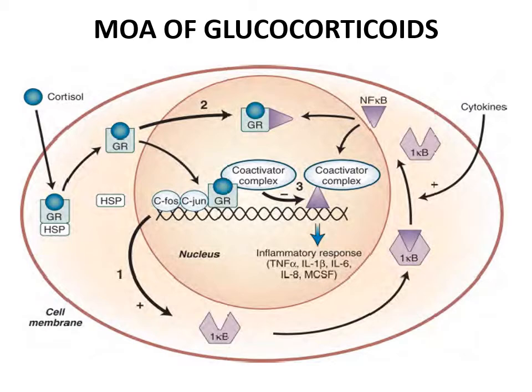Third one is both glucocorticoid receptor and nuclear factor kappa B compete for the limited availability of co-activators, which include cyclic AMP response element binding protein, that is CREB, and steroid receptor coactivator 1. So this is the mechanism of action of glucocorticoids.